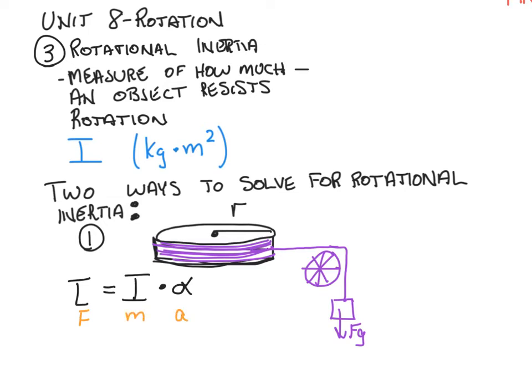Our rotational analog of force being torque, rotational analog of mass being rotational inertia, and rotational analog of acceleration being angular acceleration. There's many different variables and ways to approach problems like this, such as torque is equal to rotational inertia times angular acceleration. But basically what they all come down to is you'll figure out two of the letters and you'll solve for the third by just plugging it into the equation.